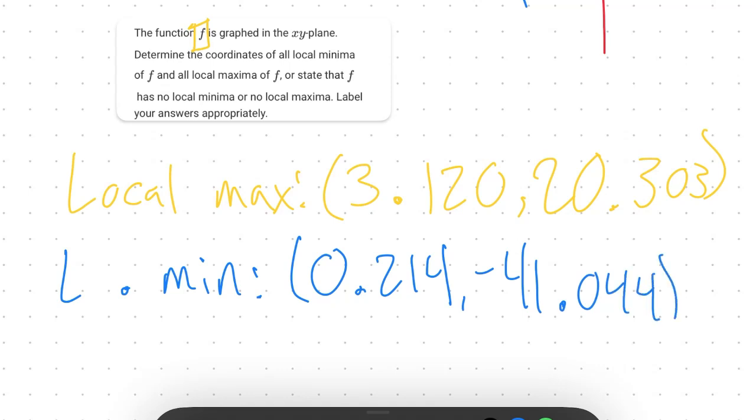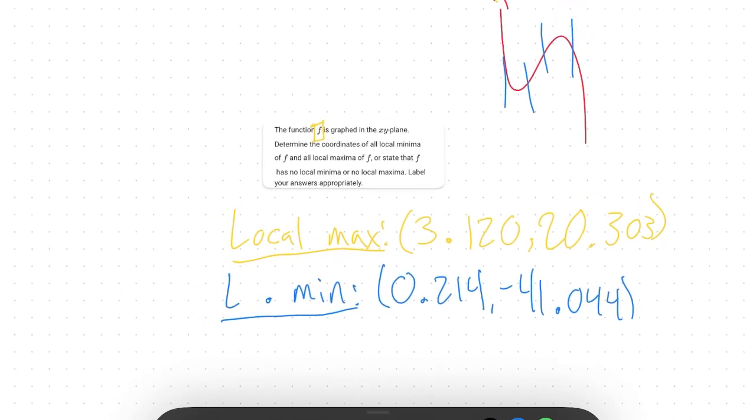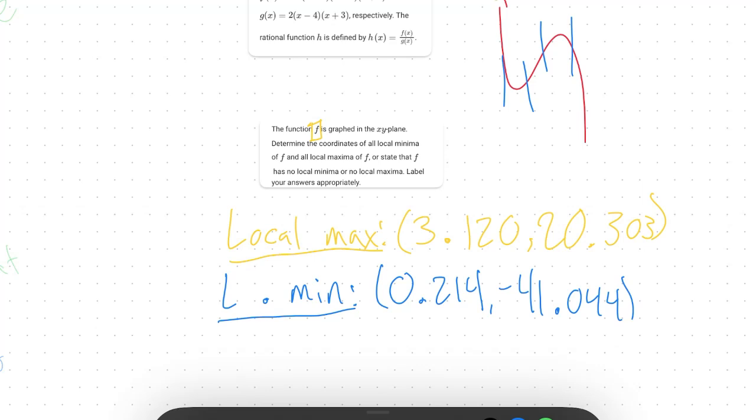Here, this question just wants us the coordinate locations of the local min with the label and no others. So labeling, right, saying that it's a local maximum or local minimum. You can't just put the coordinate points. And that's it. As long as we understand what to do, we let the calculator do all the work for us.